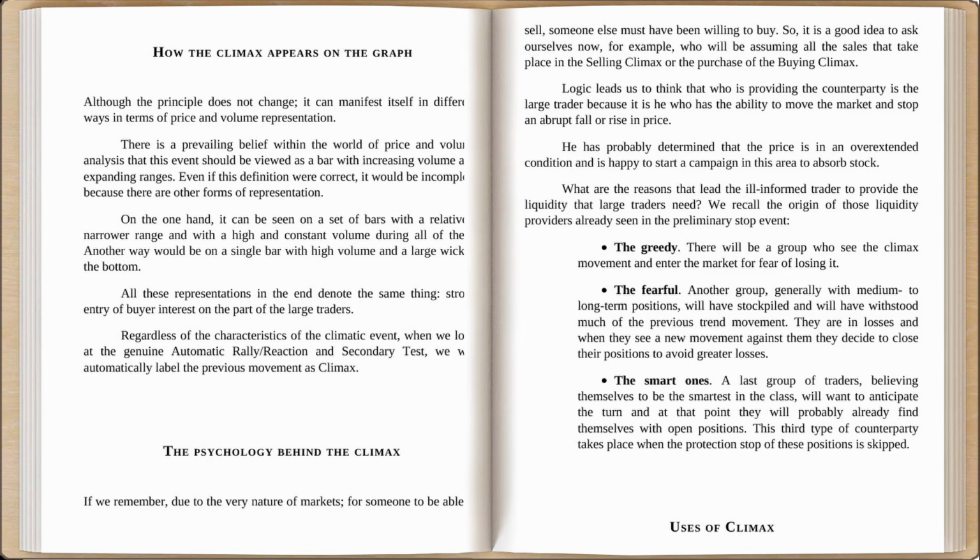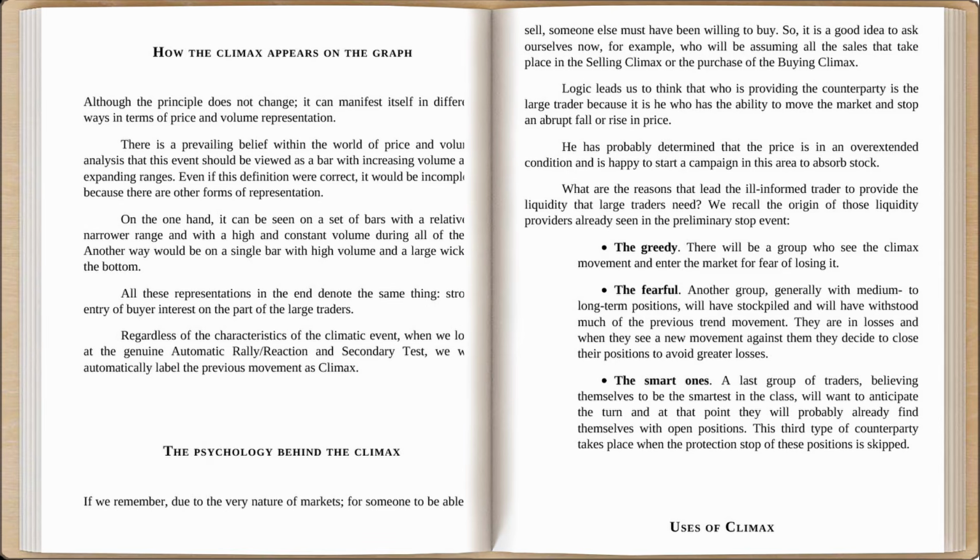What are the reasons that lead the ill-informed trader to provide the liquidity that large traders need? We recall the origin of those liquidity providers already seen in the preliminary stop event, the greedy. There will be a group who see the climax movement and enter the market for fear of losing it. The fearful. Another group, generally with medium to long-term positions, will have stockpiled and will have withstood much of the previous trend movement.